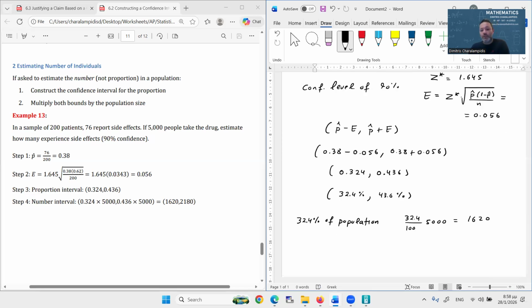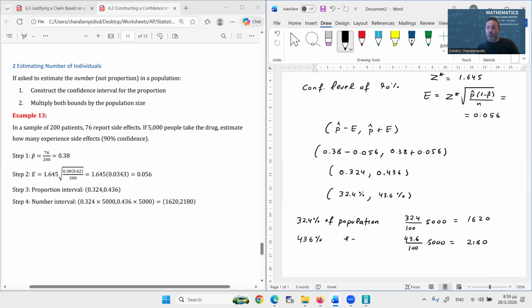while 43.6% of the population is the same as 43.6 over 100 times 5,000, which is 2,180. So we can tell with a confidence of 90% that we expect that from the entire population between 1,620 up to 2,180 people will report this side effect.